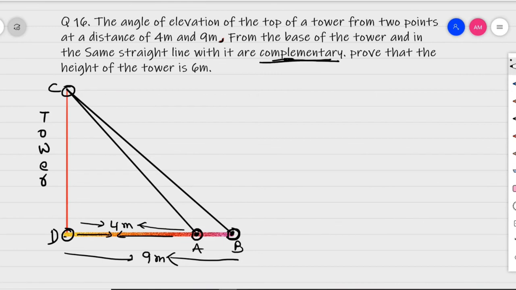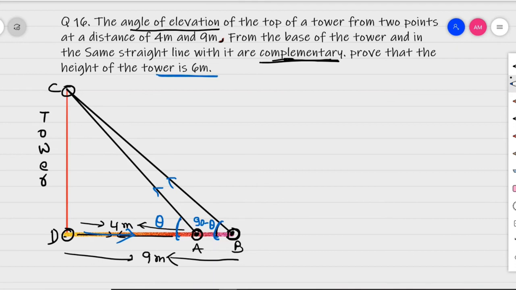Okay, now from the base of the tower and in the same straight line with it are complementary. Angles are complementary. See, angle of elevation. You are getting two angles, this one and this one. These two angles are complementary. That means sum of these two angles is 90. Suppose you are taking one angle as theta, the other will be 90 minus theta. Let me change the color so that you can clearly see it. Suppose one angle is theta, the other angle will be 90 minus theta. Okay, this angle and this angle I am talking about, because these two are the line of sides and this is the horizontal. Okay, now prove that the height of the tower is 6 meter.